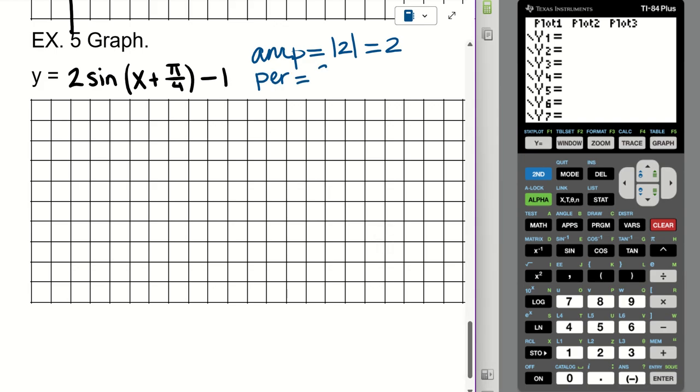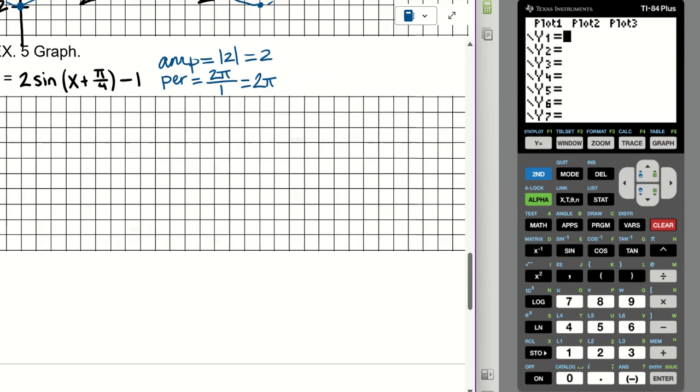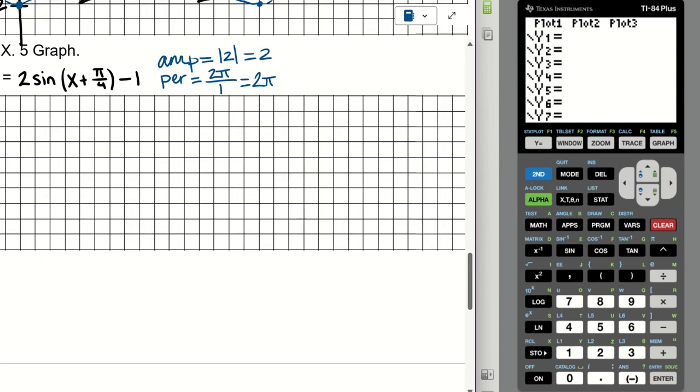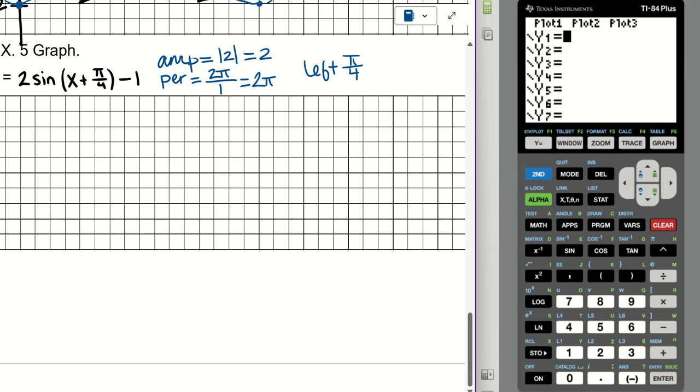Period is going to be 2 pi divided by the number it's in front of x. Whatever is being multiplied times x, in this case, is a 1. So that's just going to be 2 pi. So this one repeats every 2 pi spaces. Then we've got two other things happening in this graph. I have a plus pi over 4 in the parenthesis and a minus 1 at the end. So the plus pi over 4 is a shift left or right, and it's the opposite direction than you would think. The plus tells me that it's going to go left pi over 4 spaces, and then the negative 1 tells me that it's going to go down 1 space.